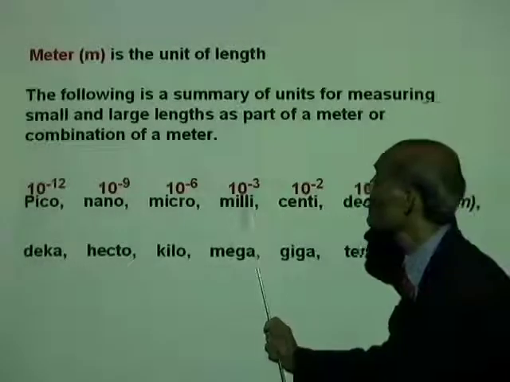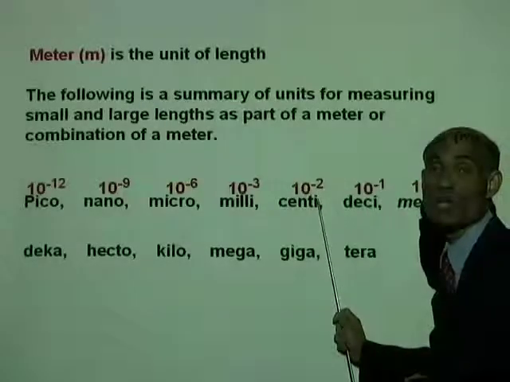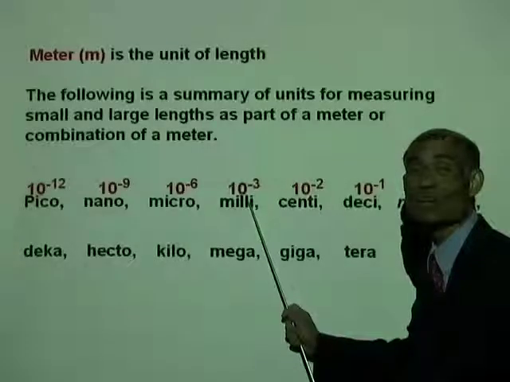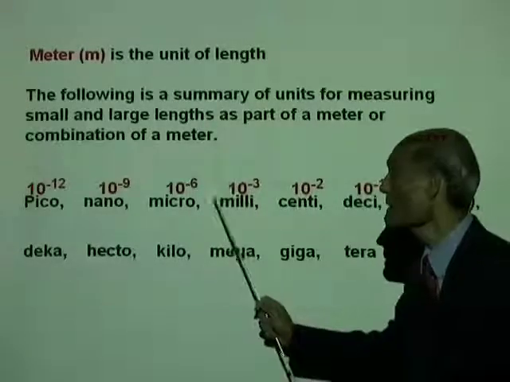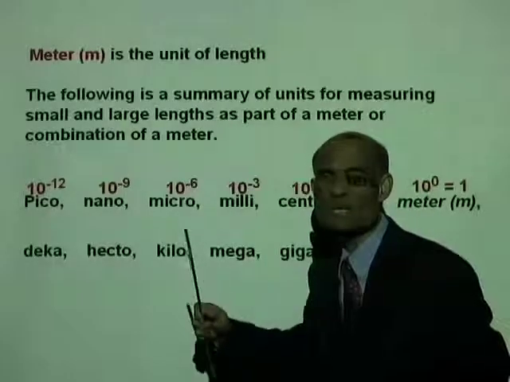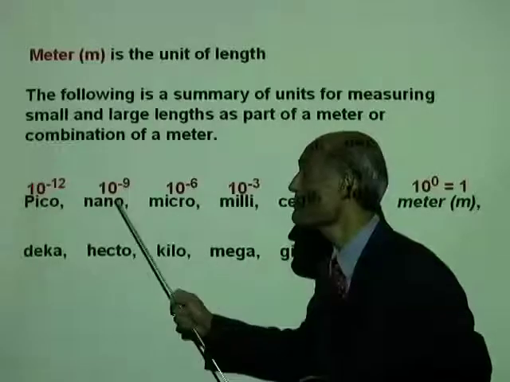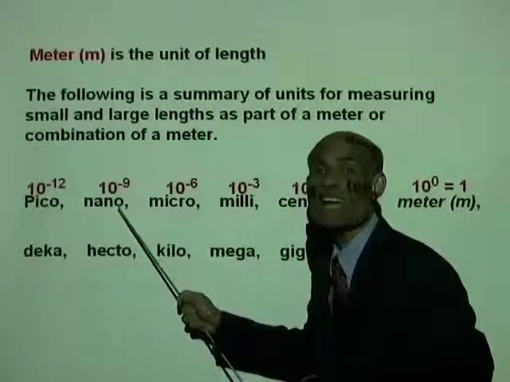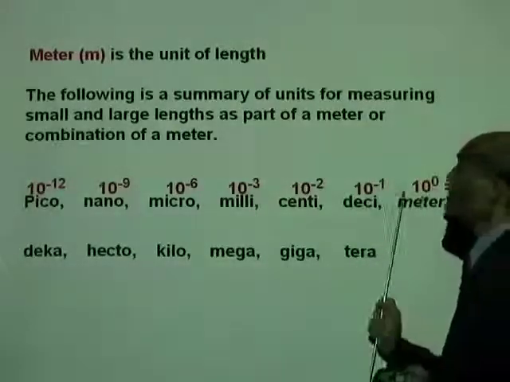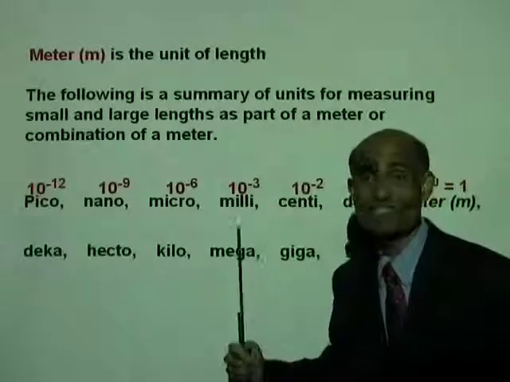Well, I will show you how to write these. Centimeter is lowercase cm, millimeter is lowercase mm, micrometer is the Greek letter mu. I will show it to you as we go on. Mu m, nanometer is nm, and so on. All right, so these are the units for measuring very small distances.